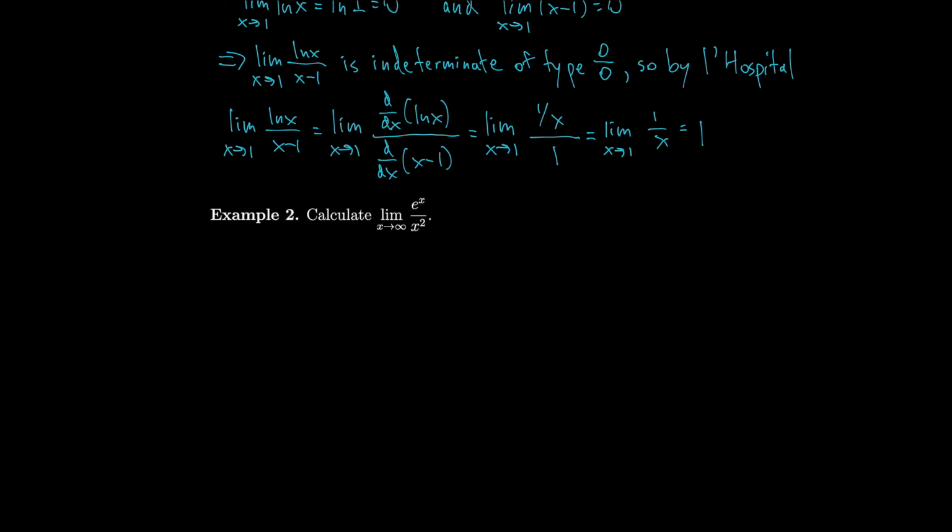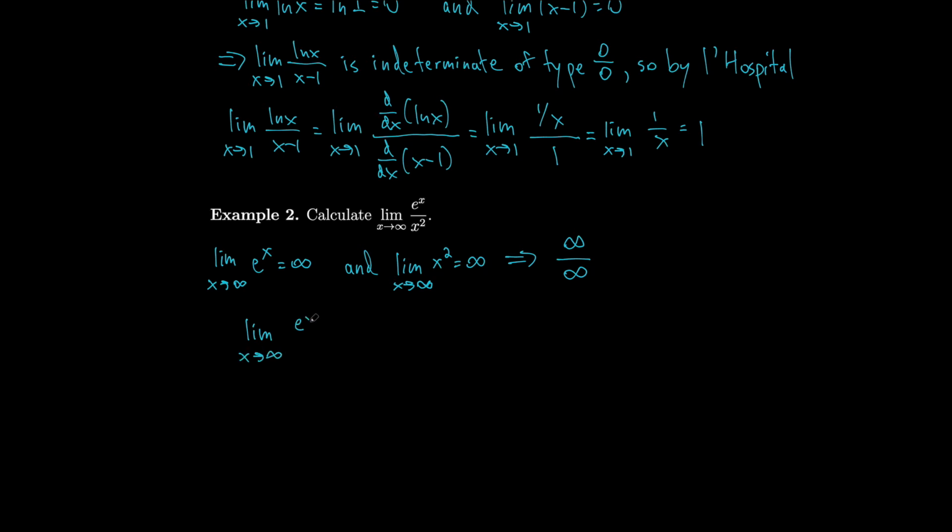Let's do another example. We're going to see if we can use L'Hopital by taking the limit of the numerator and the denominator. So the limit of e to the x is infinity. And for the denominator, it's clearly also going to end up being infinity. So that means that we have indeterminate form of infinity over infinity. So we can use L'Hopital.